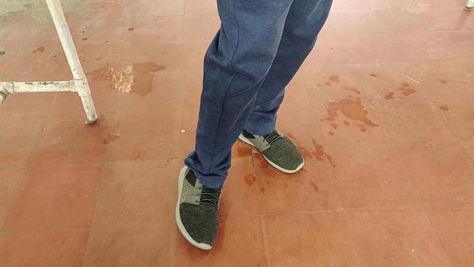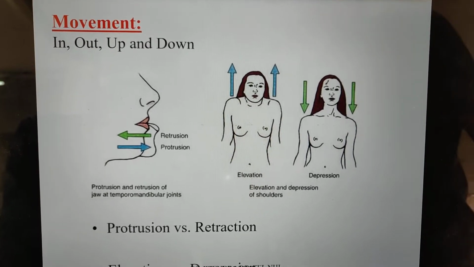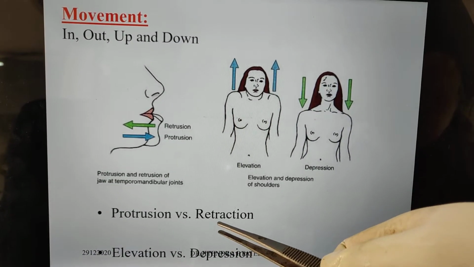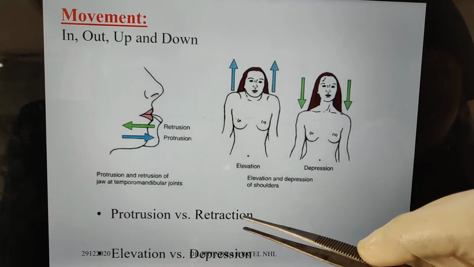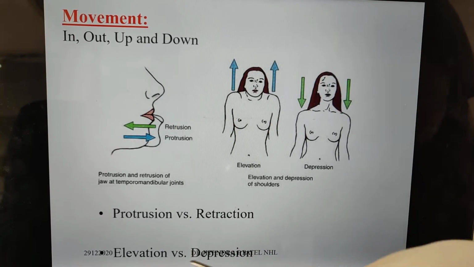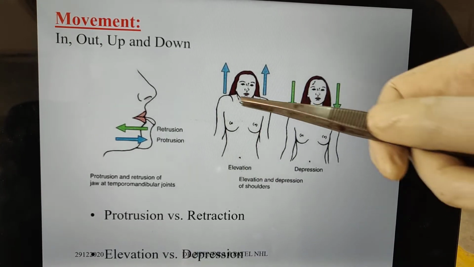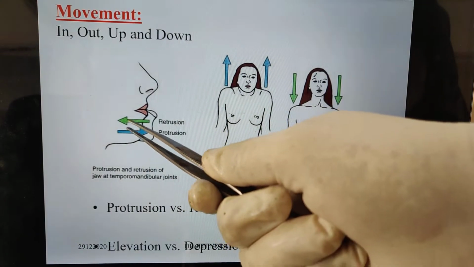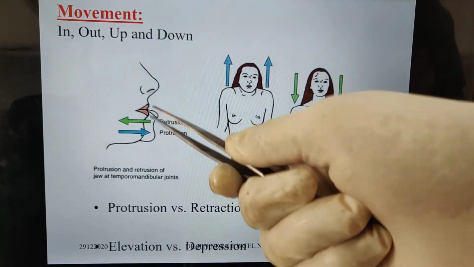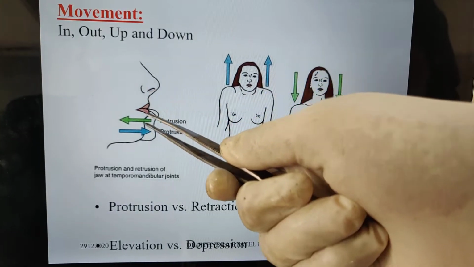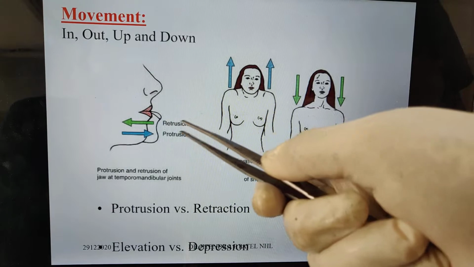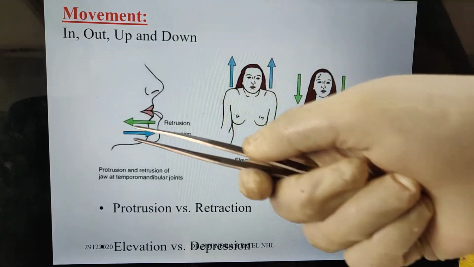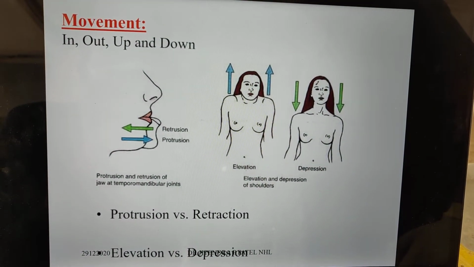Some other movements are in, out, up and down. Protrusion and retraction occur at the temporomandibular joint, and at the shoulder joint, elevation and depression are the movements. Here you can see this is the elevation of the shoulder, and this is the depression of the shoulder. Here the mandible lies in the same position, but if the lower lip comes outside, it is called protraction, and if it goes inside, backward, it is called retraction.